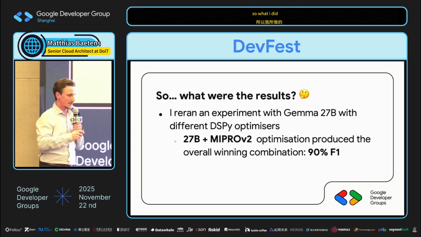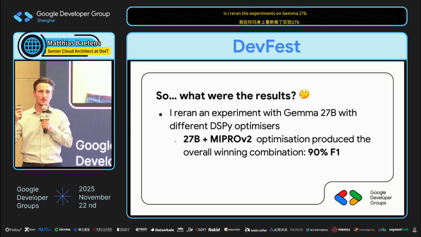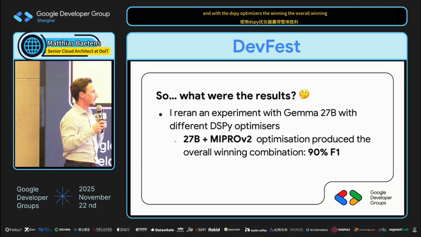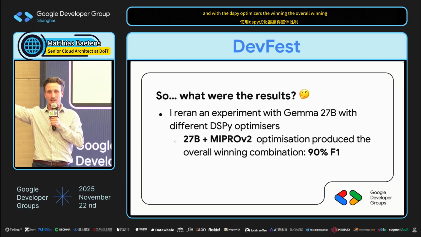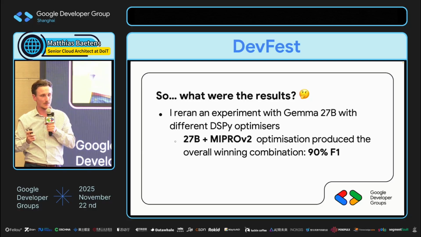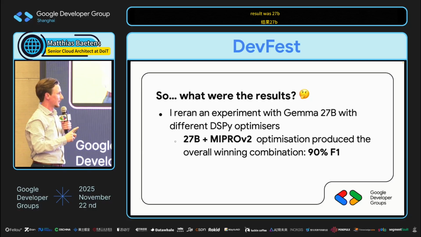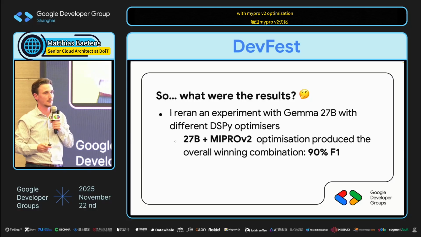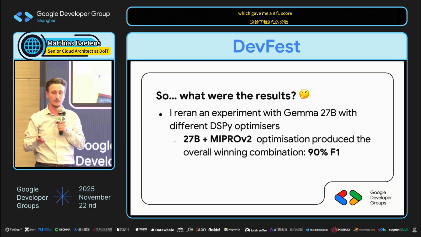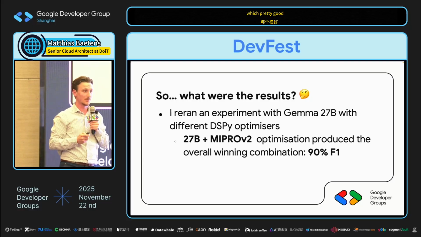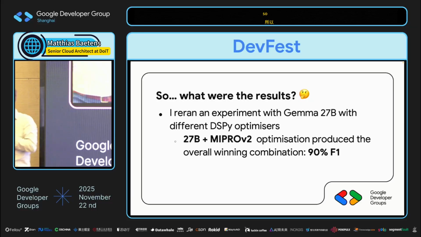So I reran the experiments on Gemma 27B, and with the DSPy optimizers, the overall winning result was 27B with MIPRO v2 optimization, which gave me a 0.9 F1 score, which is pretty good.